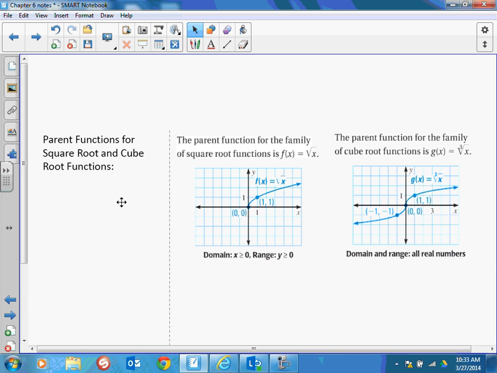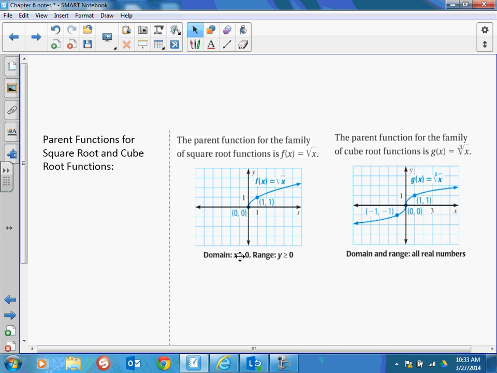Parent functions for square root and cube root functions. The parent function for the family of square root functions is f of x equals the square root of x. So you see, if you plug in 0 for x, the square root of 0 is 0. The square root of 1 is 1. If you keep going, the square root of 4 is 2. Okay. The domain and range.